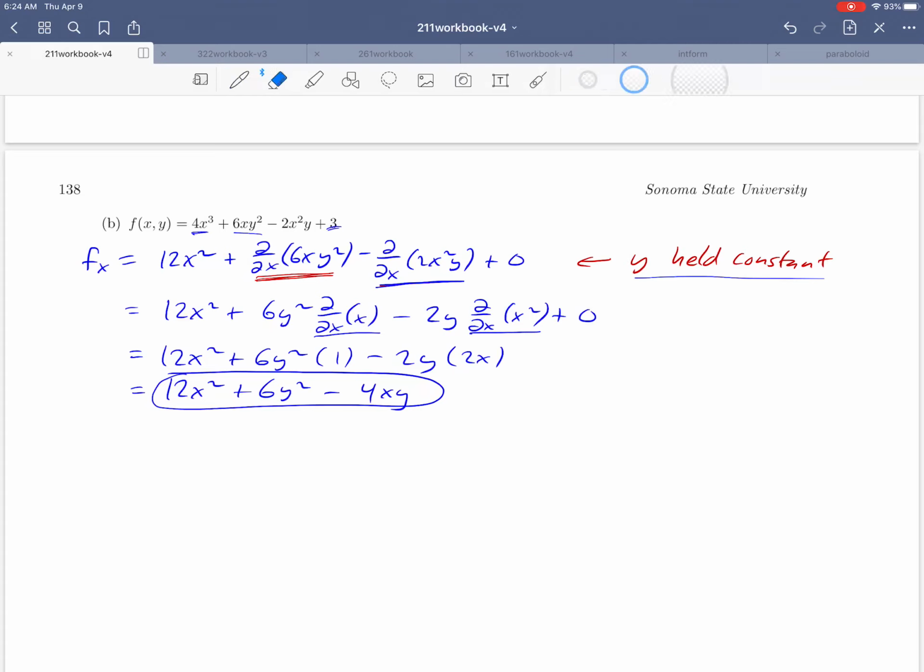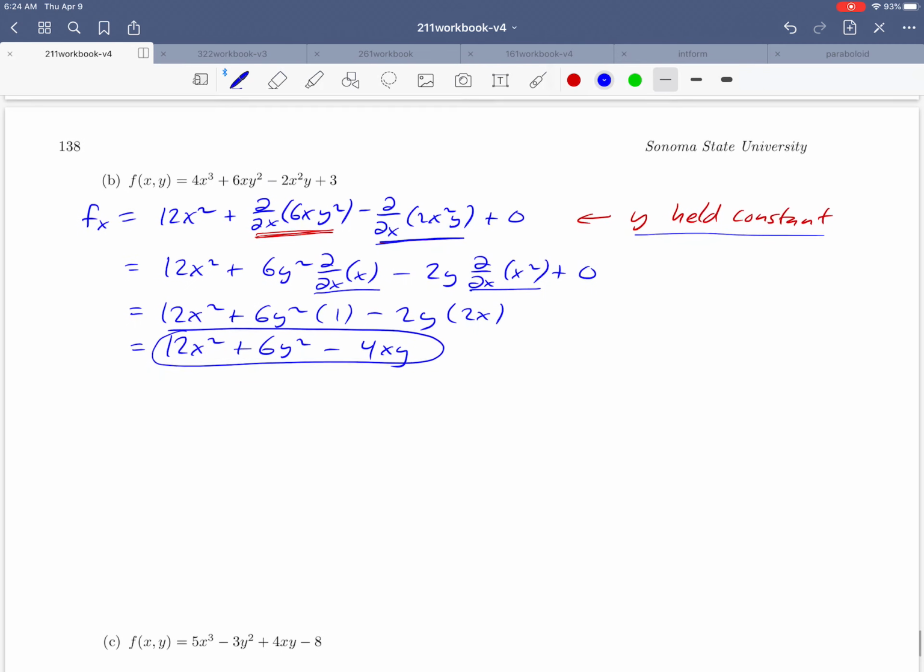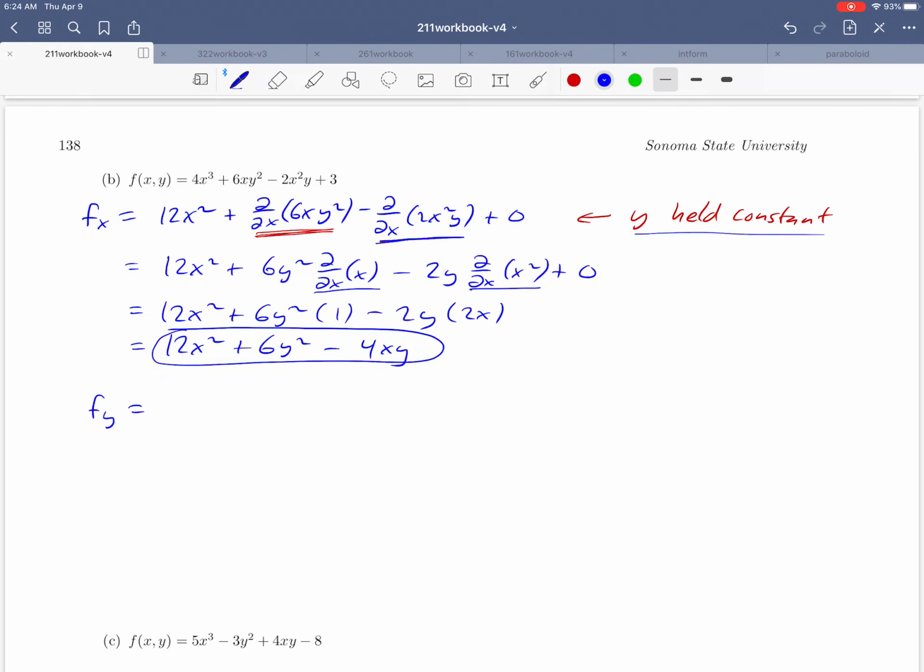Okay, what about the derivative with respect to y then? Okay, well, we'll start over again, and remember that when we're taking this derivative, we're treating x as if it's constant. Okay, so if we go back to our function, we're starting with the term 4x cubed. Since x is a constant, that should just go to 0. There are no variables in that expression.